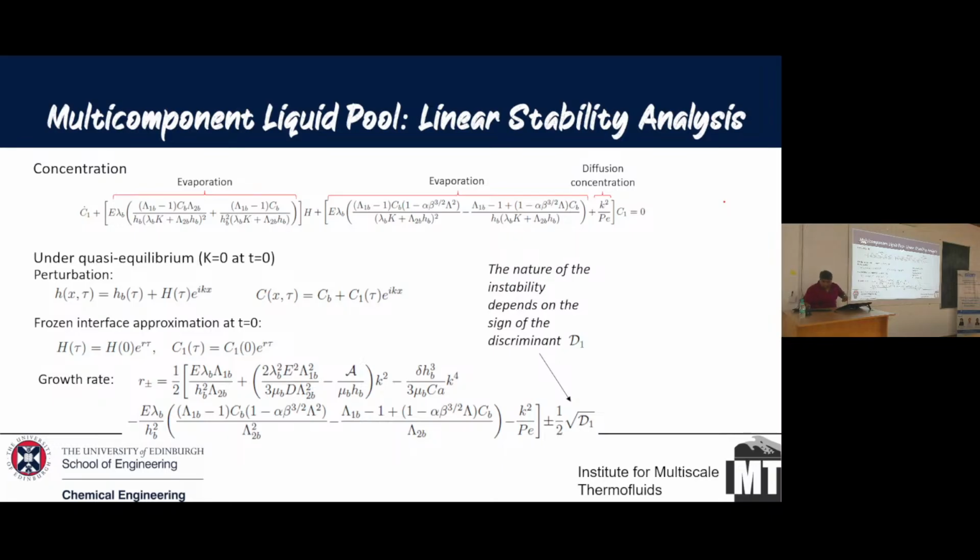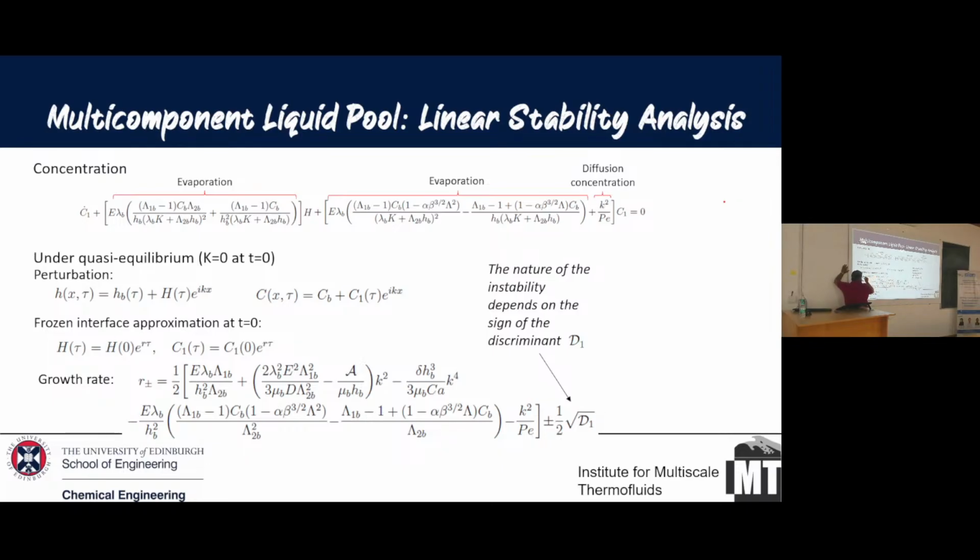The idea, as I mentioned, is the stability analysis. You already have answers of how your interface structure develops with time from the lubrication analysis. But what this will give you is at what point it will get unstable. If you look at this, you've got ikx there, which is the growth rate in space. What we can do is put a frozen interface. This is a growth rate in time.